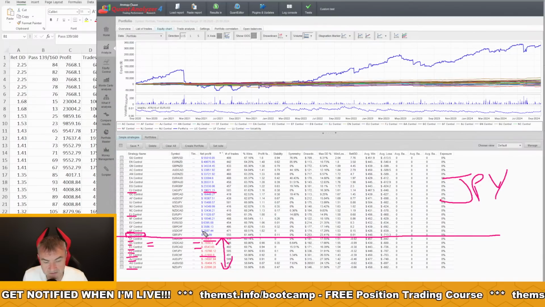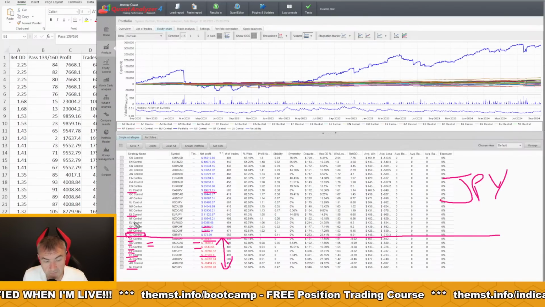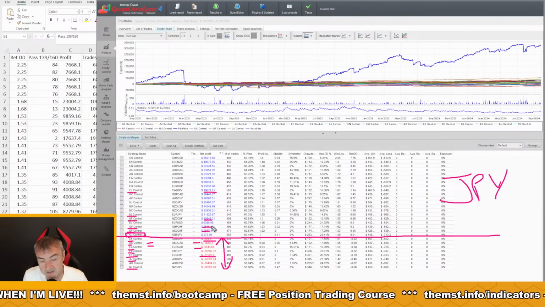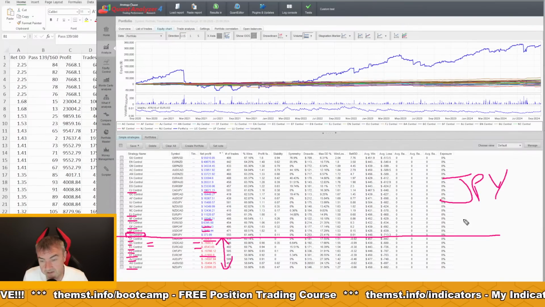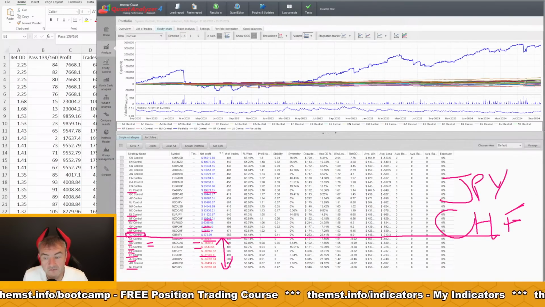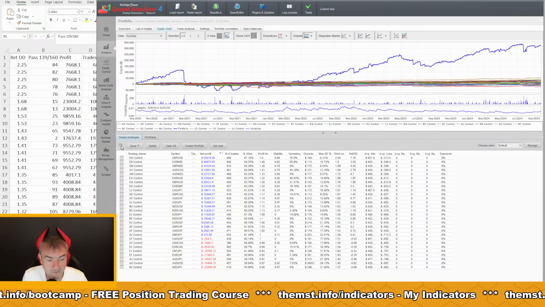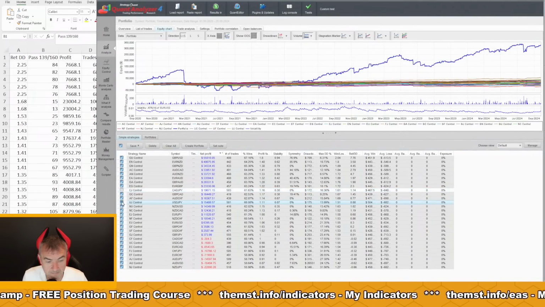The US Swiss, just about broke even. The pound Swiss, just about broke even. The New Zealand dollar Swiss didn't do too bad. But overall, the Swiss franc pairs, not good to trade with it, are they? So what you can do is then remove those from the equation. So let's make a portfolio excluding all yen pairs.